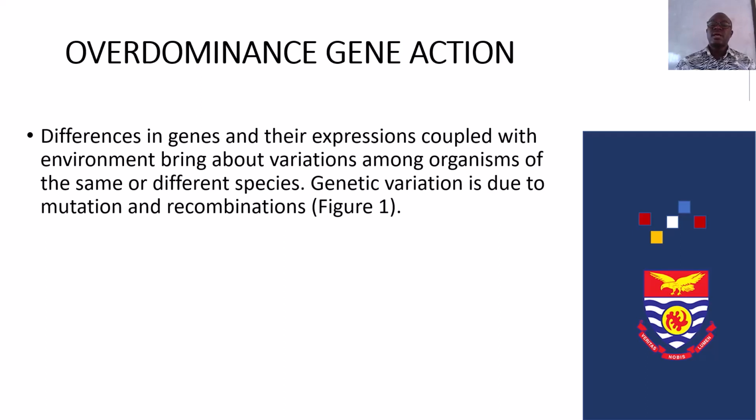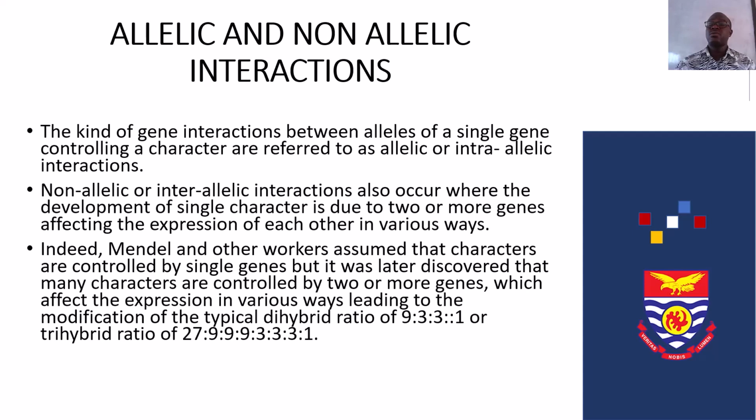Differences in genes and their expressions coupled with environment bring about variations among organisms of the same or different species. Thus, genetic variation is due to mutation and recombinations, as with regards to figure 1. So, the kind of gene interactions between alleles of a single gene controlling a character are referred to as allelic or intra-allelic interaction. Non-allelic or inter-allelic interactions also occur where the development of a single character is due to two or more genes affecting the expression of each other in various ways.